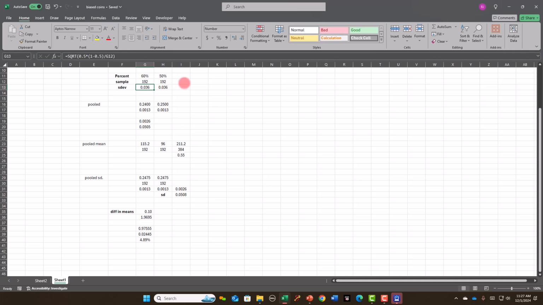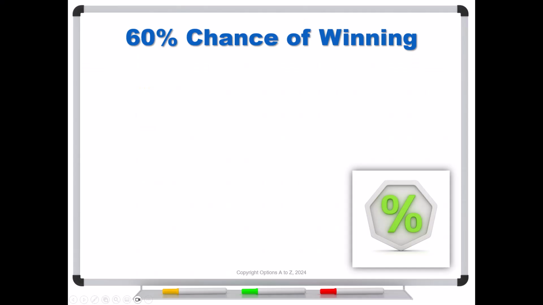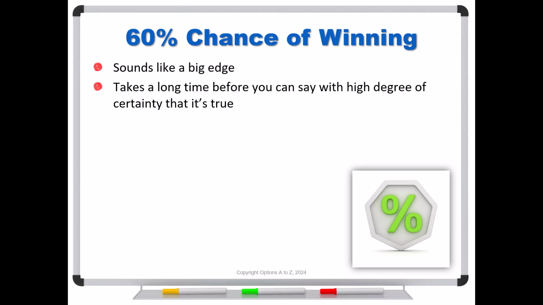So same idea in trading. Just because you've got 5 trades or 10 trades that you're winning 60% of them, that does not in any way remotely show that you have a system that is better than chance. So just remember, a 60% chance of winning sounds like a big edge. And it is to some degree, but it takes a long time before you can say with a high degree of certainty that it's true. It's not as easy to detect as you may think.